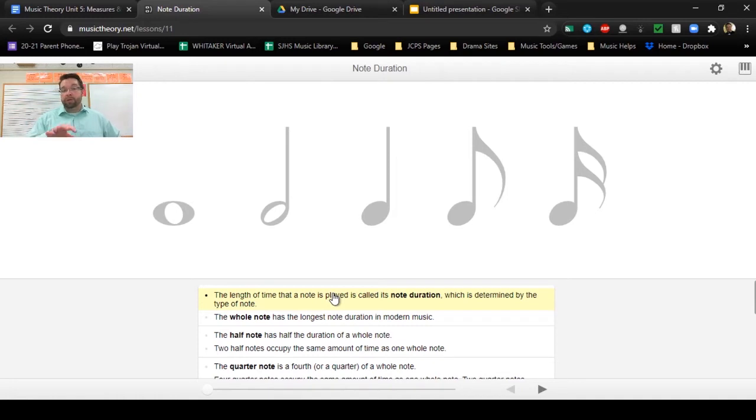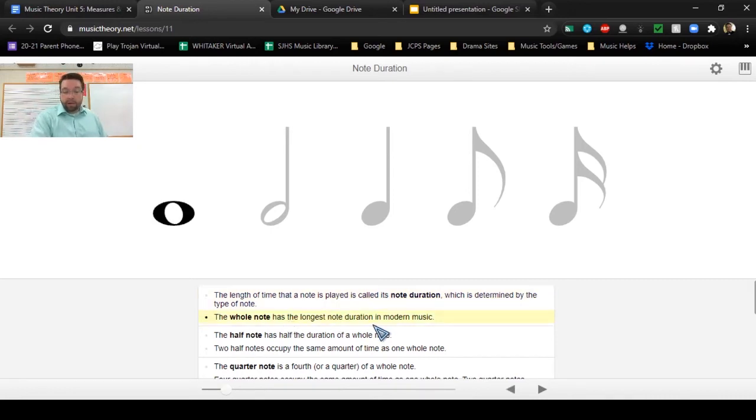This page actually goes into more detail, two more levels of division, which we're not going to cover right now. But if you want to look at it and get ahead for a previous lesson or next lesson, you're more than welcome to. So this shows that the length of time that a note is played is called note duration, which is determined by the type of note.